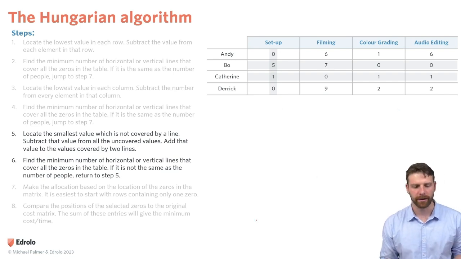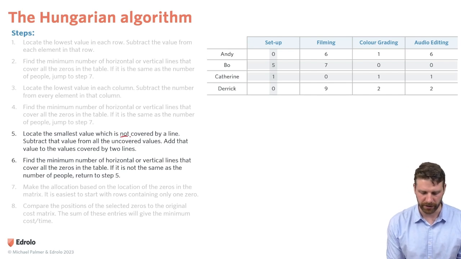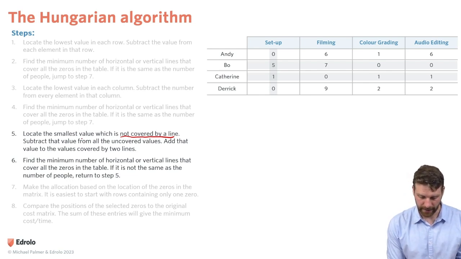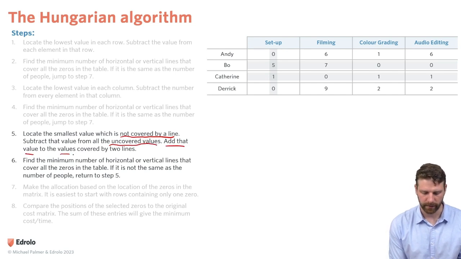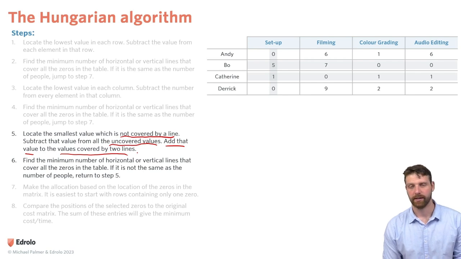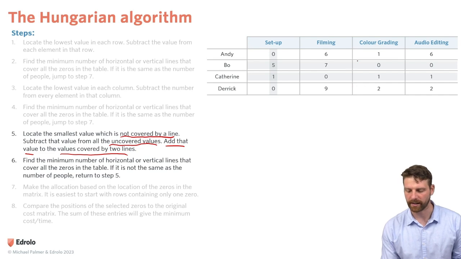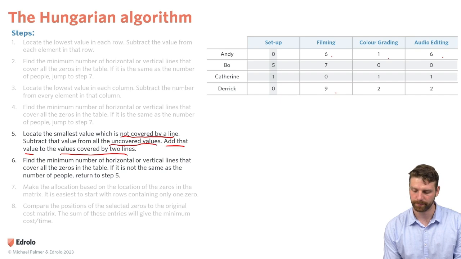So in step 5, it says locate the smallest value which is not covered by a line. Okay, so we've got our lines that are filled in here. It says subtract that value from all uncovered lines and add the value to the values covered by 2 lines. Okay, that's a little tricky. So let's have a look. First things first, of the uncovered numbers, which one is the lowest? So that's these ones here. They're uncovered. And I think the lowest one is 1. So we're going to maybe circle that so we remember. Okay, there's that lowest value of 1.